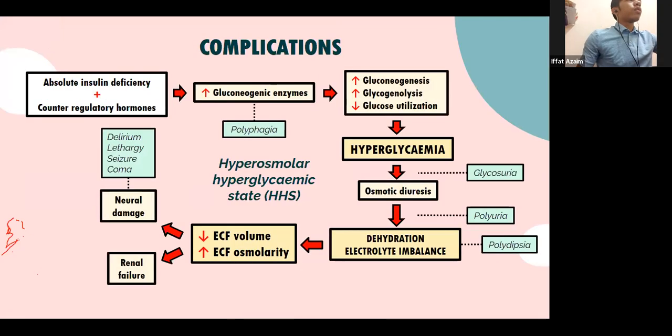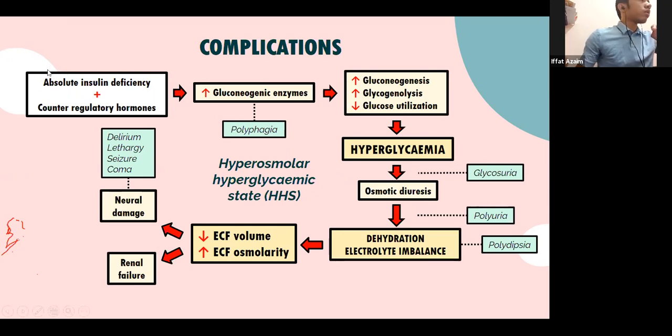And if it still progresses, there will be complications. However, in type 1, the serious complication is DKA, diabetic ketoacidosis. Meanwhile, for type 2, it is the hyperosmolar hyperglycemic state, HHS. So hyperosmolar means a high level of solute in the blood, a hyperglycemia state. And then at first, for type 1, there is absolute insulin deficiency.